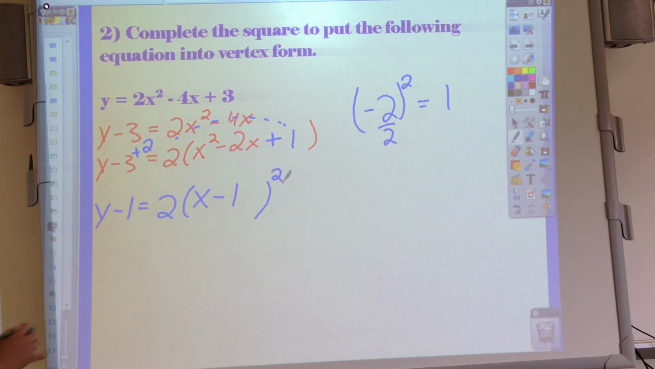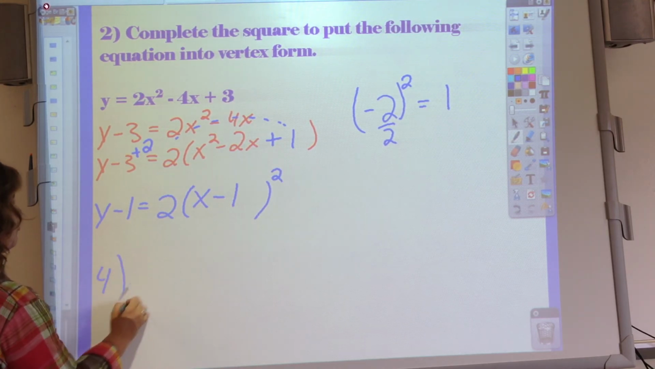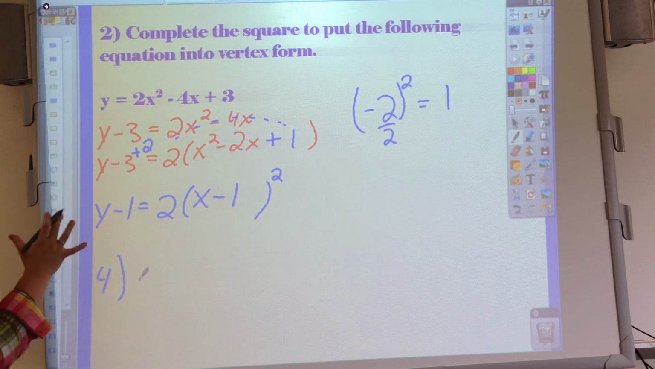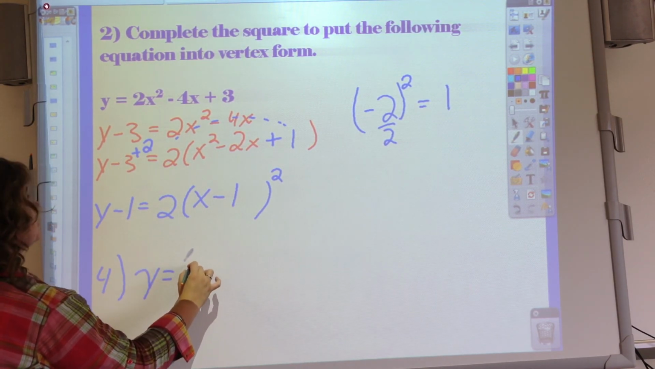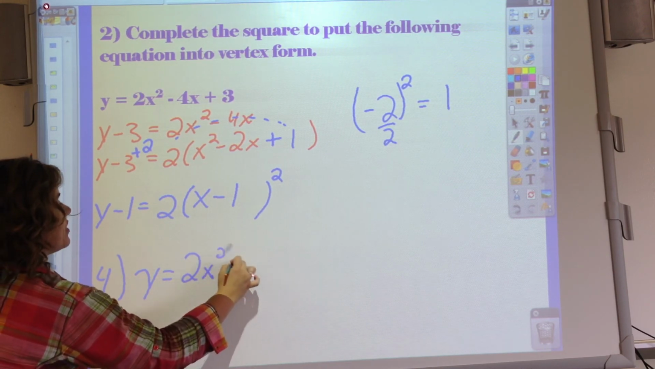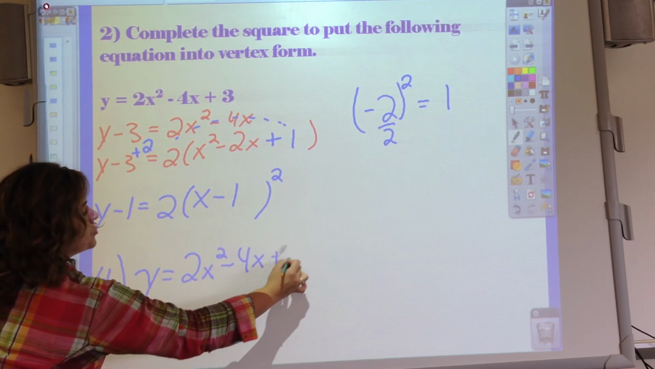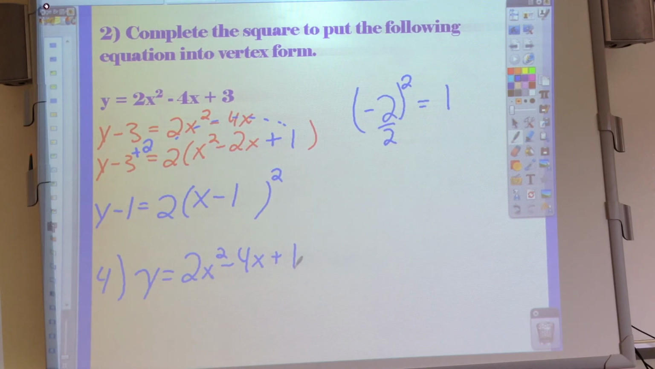For tomorrow, I would also like you to graph, or complete the square for this number 4. Y equals 2x squared minus 4x plus 1. All right, I will see you tomorrow.